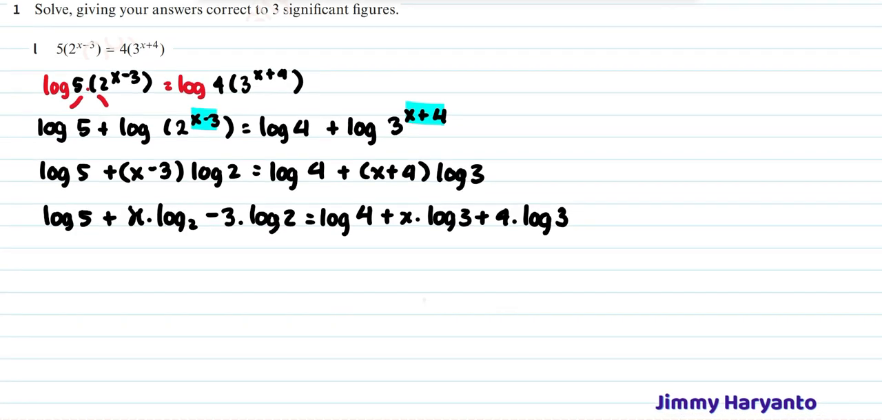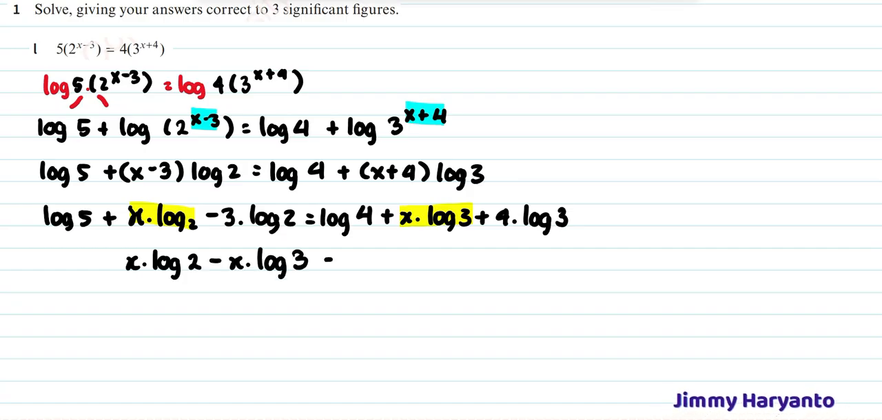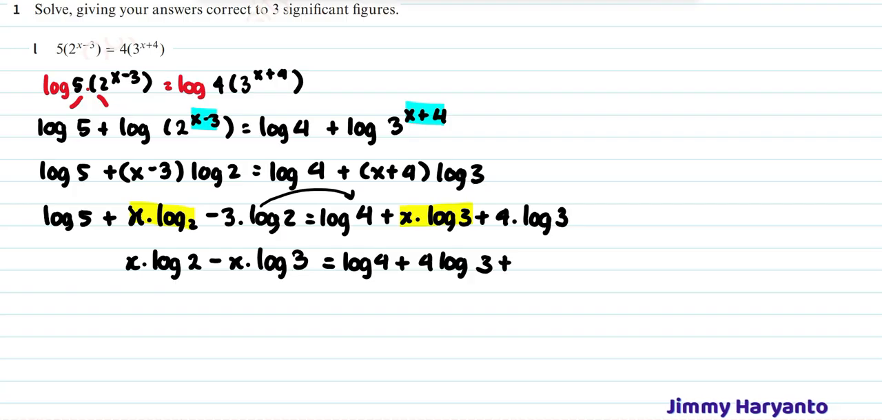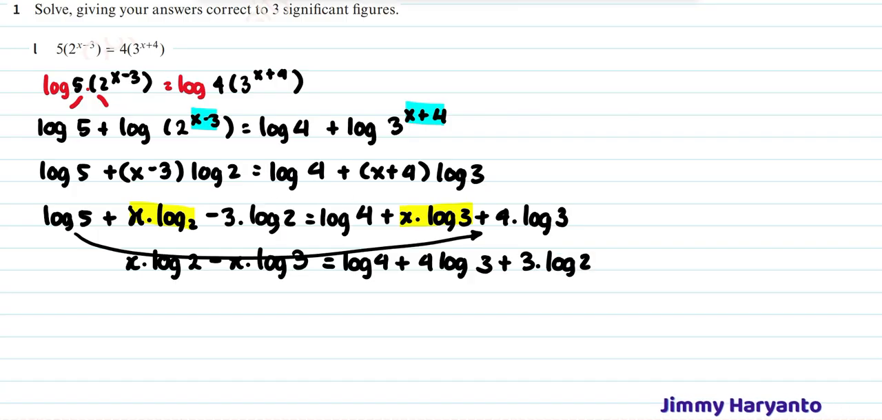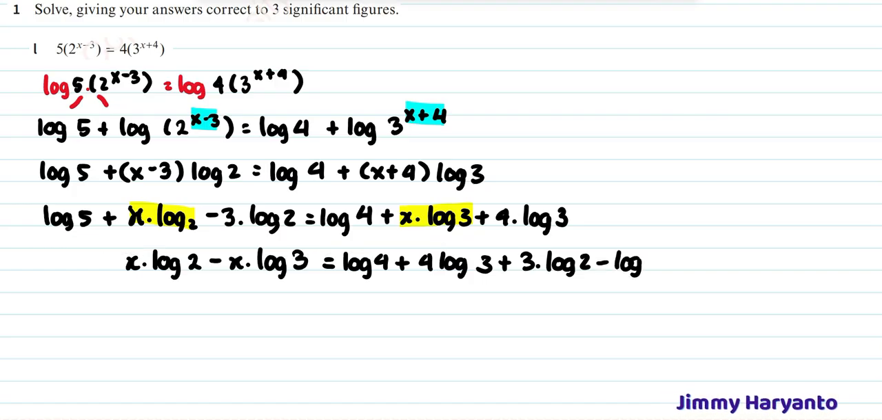And then what next is to isolate the x. We have x right here and x right there. Move it to the left. So x times log 2 minus x times log 3 equals logarithm of 4 plus 4 logarithm 3, and then move this one, you have plus 3 times logarithm of 2, and the last one is logarithm of 5 minus logarithm of 5.